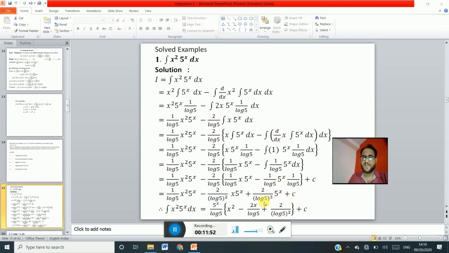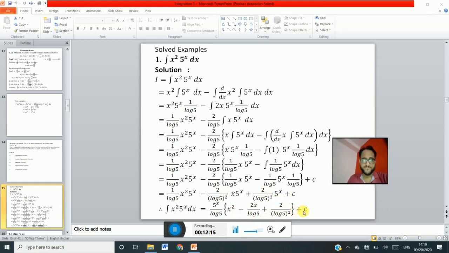This should be the final answer. Instead, we take common from all these three terms, that 5 to the power x upon log 5 is common. So what is remaining in the first term: x square. In the second term it is minus twice x upon log 5, plus in the third term 2 upon (log 5) whole square, plus c. This should be the final answer here, right?